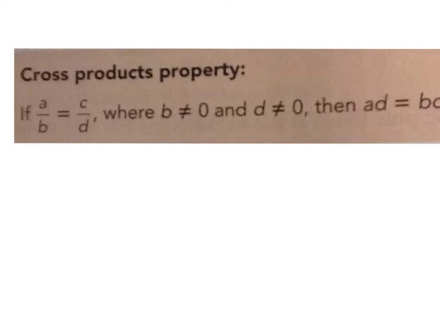Now notice that it says that B and D cannot equal 0. Let's look at why that is. If you come over to your proportion, you see that B and D are in the denominator. Remember, you can't divide by 0, so your denominator can't equal 0. So that's why it says that B cannot equal 0 and D cannot equal 0. So if you have A over B equals C over D, then AD will equal BC. Coming from here, the cross products, or the product of numerator times denominator and denominator times numerator.